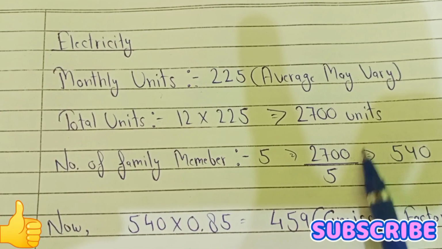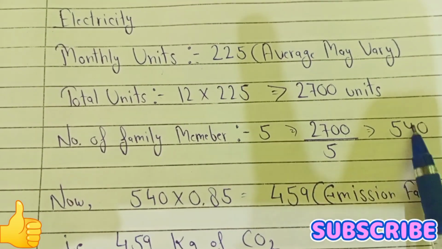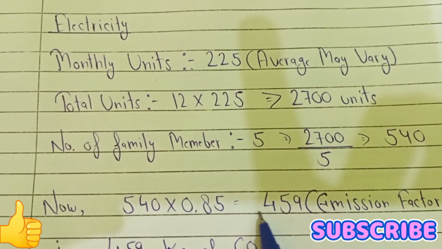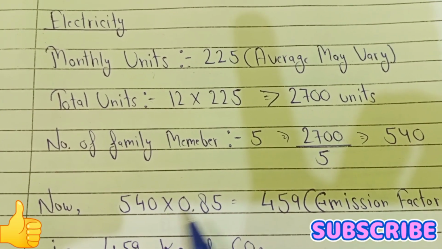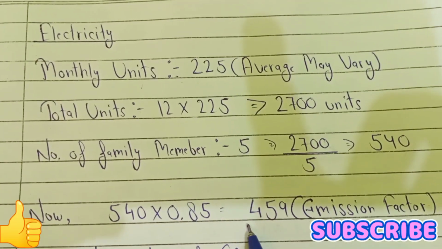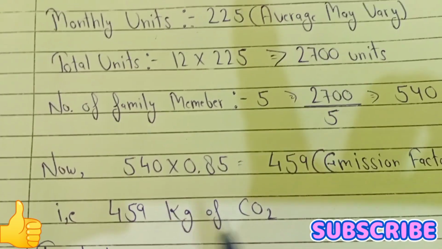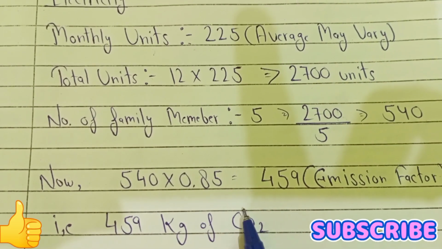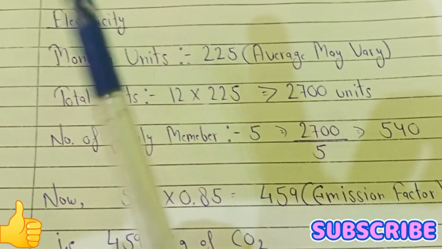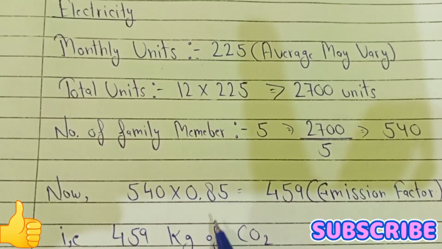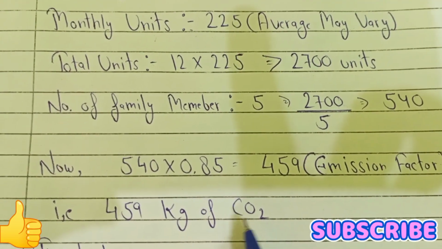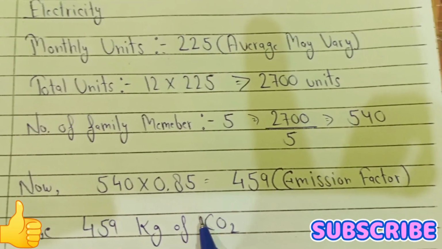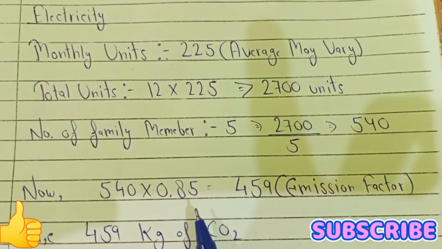Okay, now I will multiply this number with 0.85, and then I will get 459, which will be my emission factor. You can say that 459 kg of CO2 is used yearly by your electricity. As you can see, this is how much carbon dioxide, or CO2, is released into the atmosphere by using electricity. Okay friends, now next is our LPG, or our kitchen.